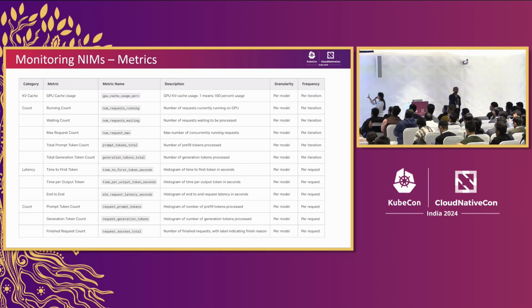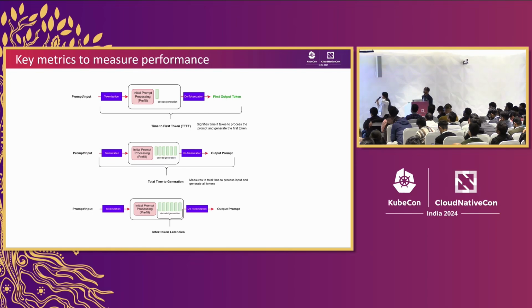This is a very important slide. NIMs provide many metrics, a few of which are listed here. KV cache is basically GPU memory utilization. Then counts: how many requests am I currently running concurrently, what is the waiting count, what is the max request count, etc. Then latency, which is really very important, because time to first token, TTFT, is the one that really determines how optimized your inferencing engine is.